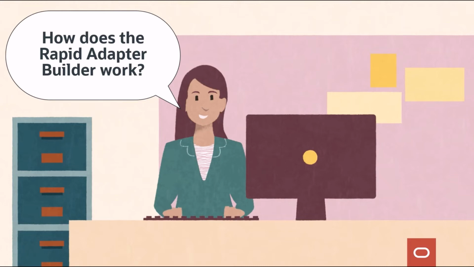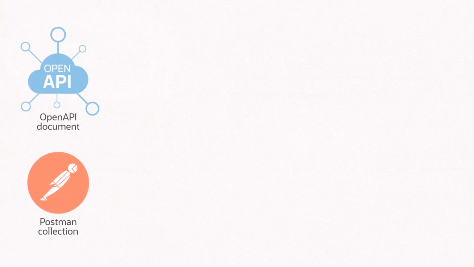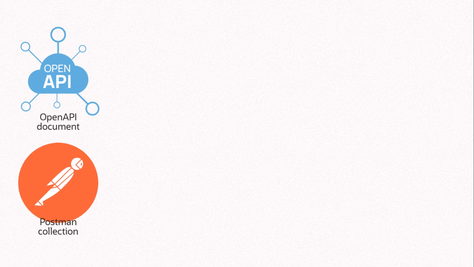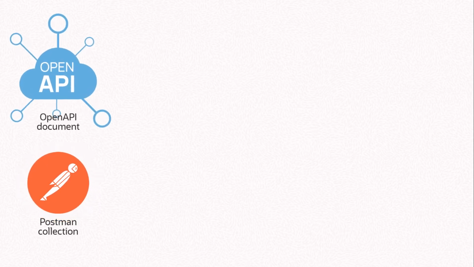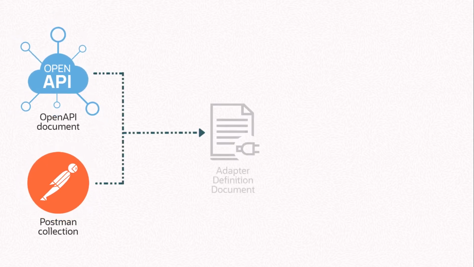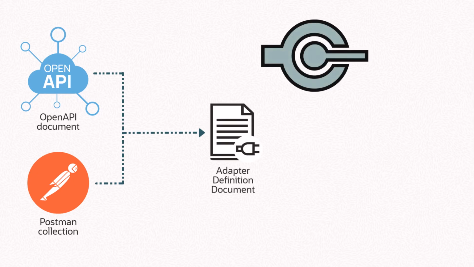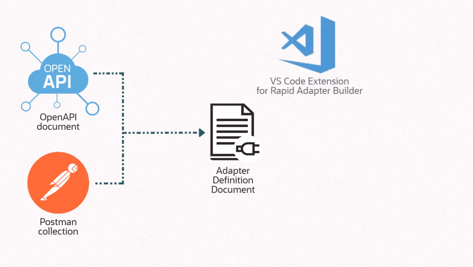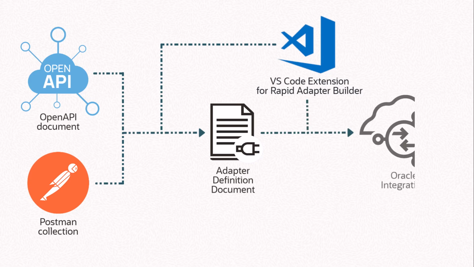How does the Rapid Adapter Builder work? To get started, you transform a Postman collection of APIs or an OpenAPI document into an adapter definition document. You don't need to develop any complex code because the Rapid Adapter Builder does all the heavy lifting for you. The transformation happens with just a few clicks, thanks to a Visual Studio Code extension that Oracle provides. Afterward, update the document as needed for your requirements, and then push your adapter to Oracle Integration, where developers can start using it right away.